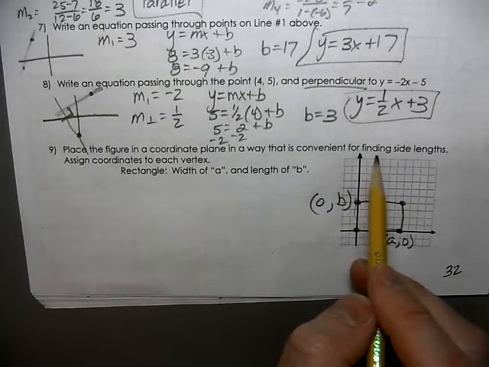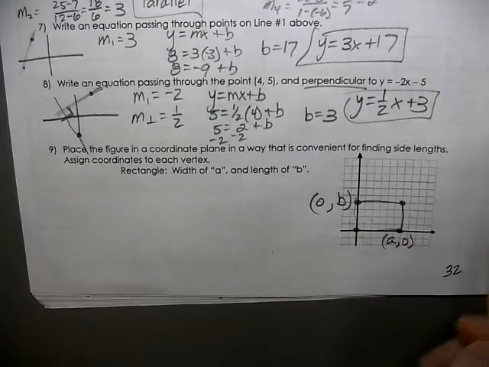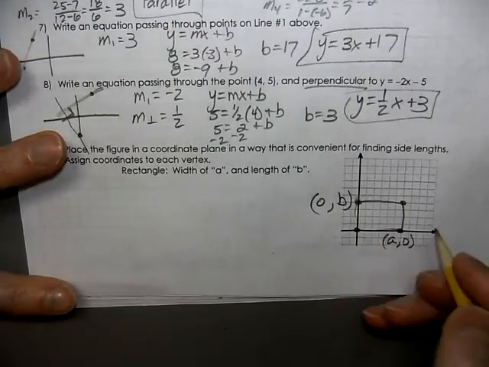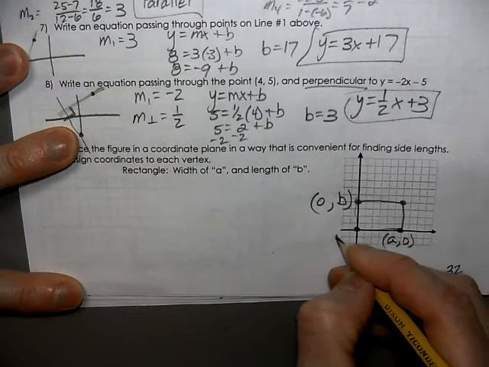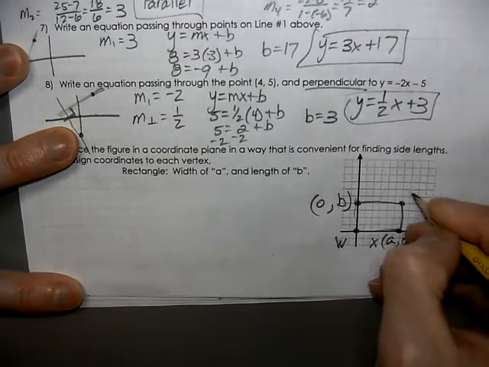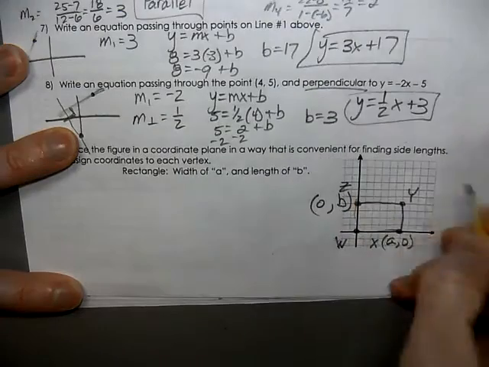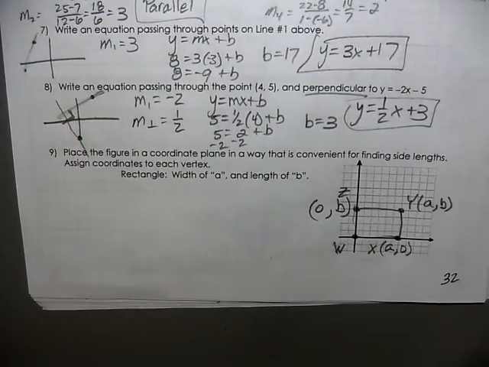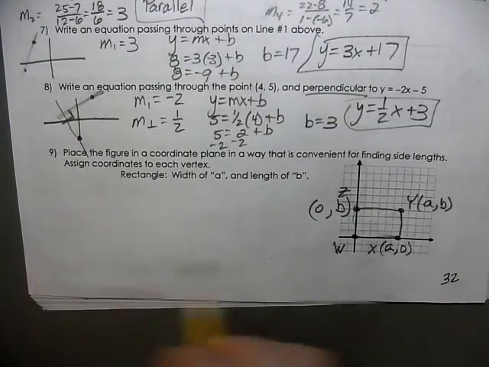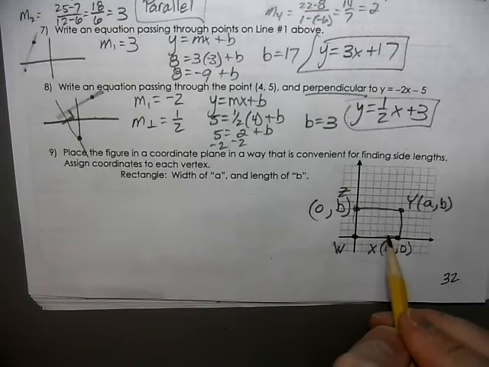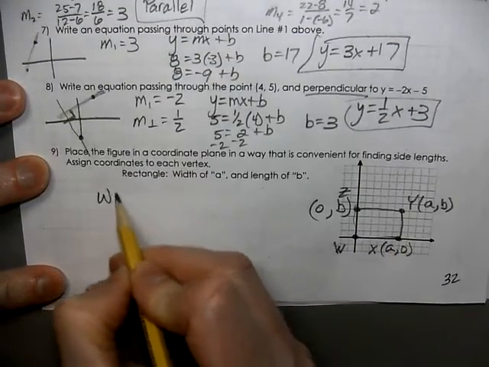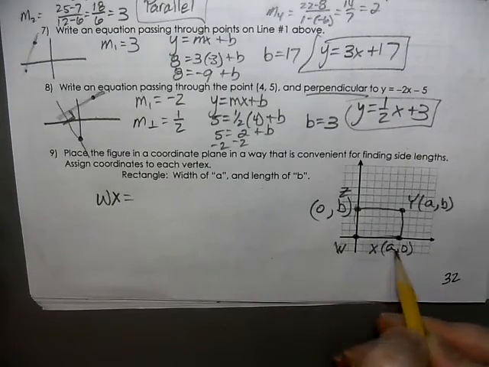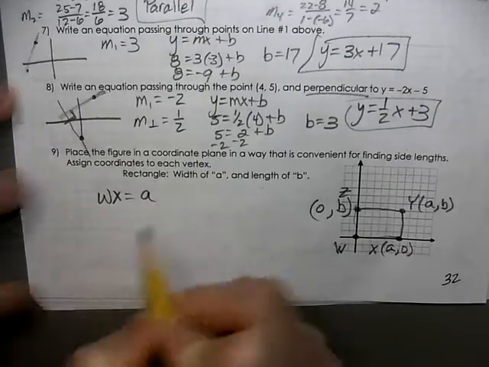Place the figure and find the side lengths. So the side lengths, we can label W, X, Y, Z, and Y would be A over B up. So of course, since we're vertical or horizontal, we can just count. WX, we can count directly across that A distance. So the distance is A.